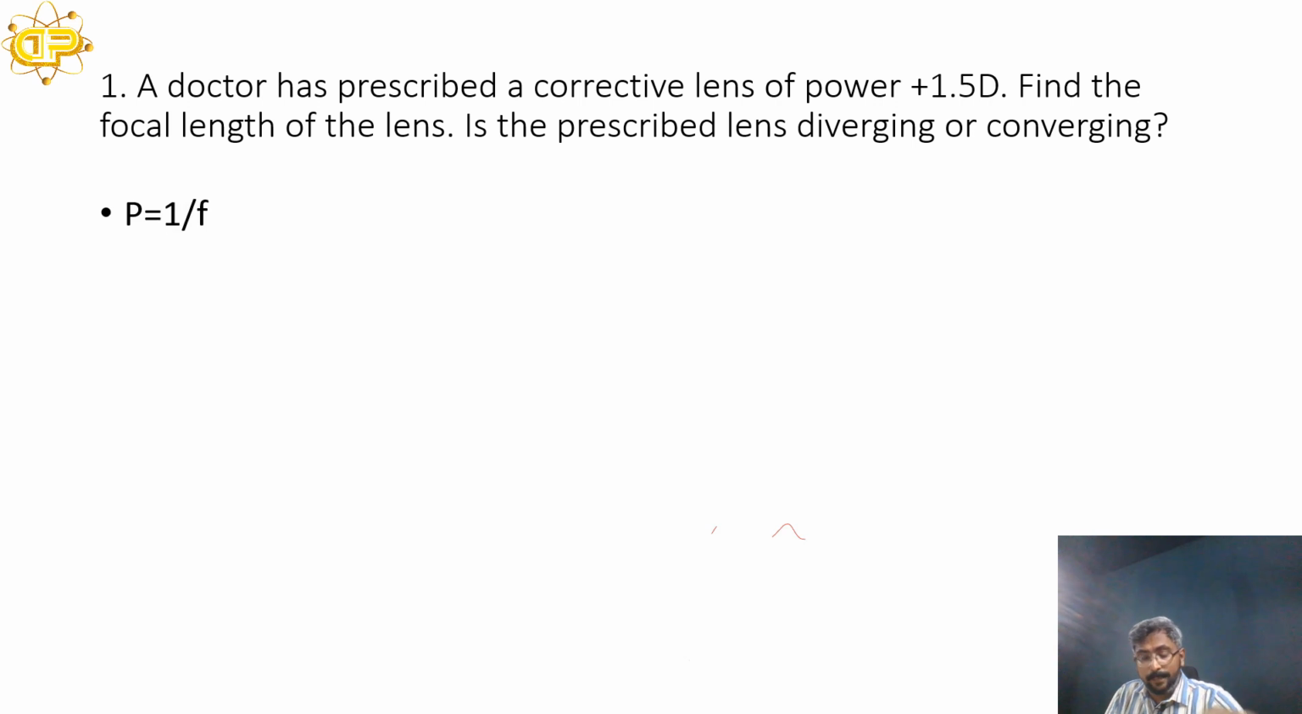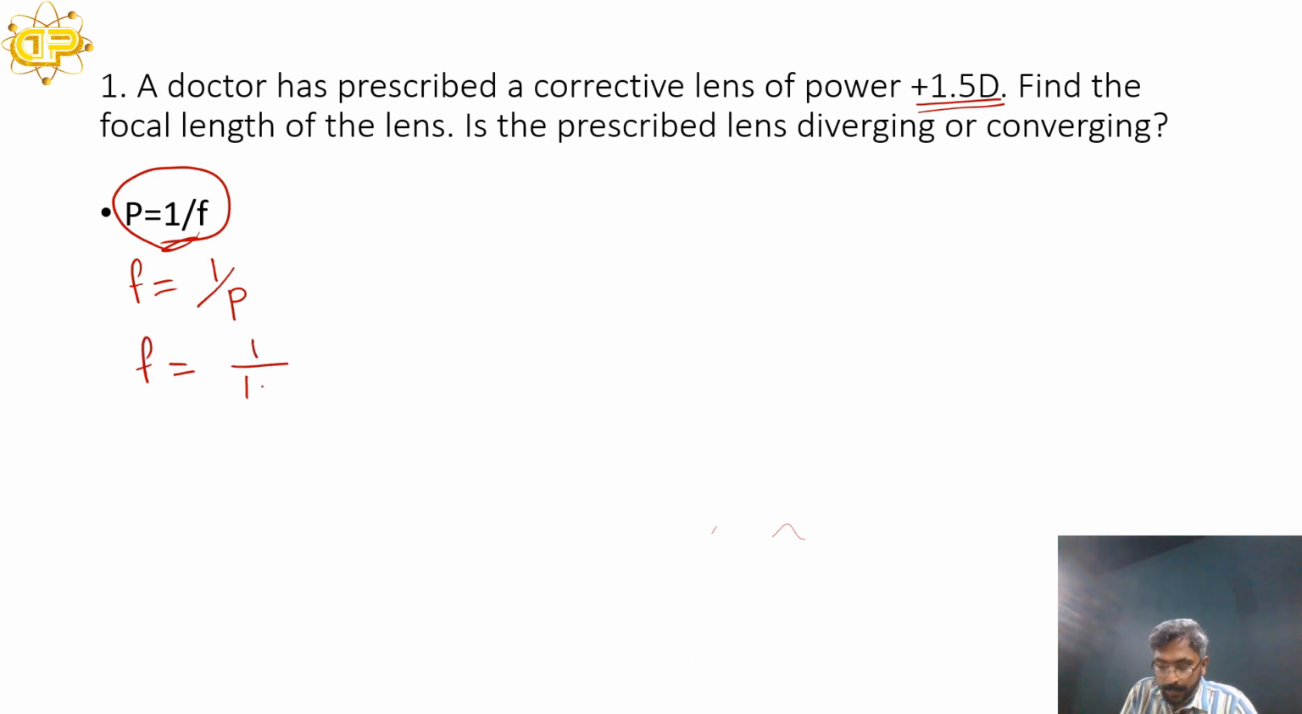So the basic equation is power is equal to 1 by F, the reciprocal. Power is given by P is equal to 1 by F. That is, if you have the focal length, then definitely you can find the power. But from this equation I can write the focal length F is equal to 1 by P, where P means power, and the power is plus 1.5 diopter. Substituting the value, F is equal to 1 by 1.5, or simply 0.67 meters.